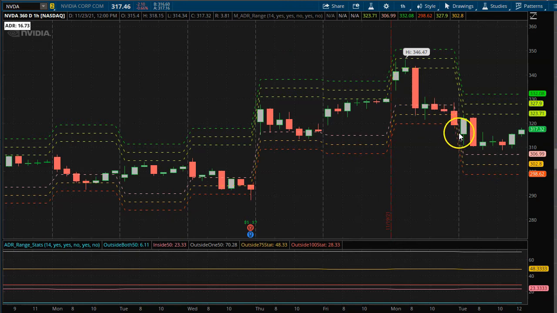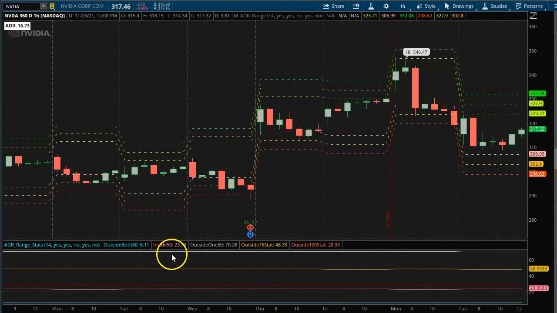When we apply this range to today's opening daily candle, you have a 16.75 up to this top green line and a 16.75 down to this bottom red line. When I applied a back test to this study, it showed that 6% of the time the price can go outside of both 50 lines. So here's the 50 line on the top and here's the 50 line on the bottom.